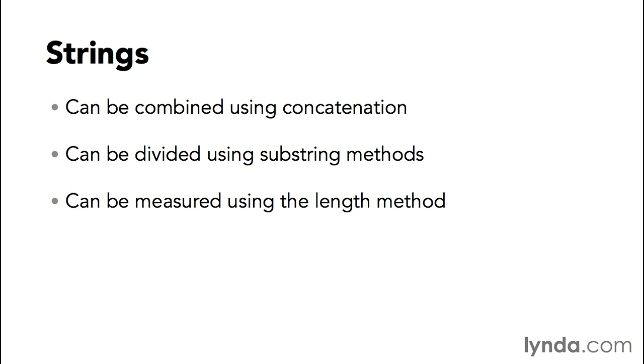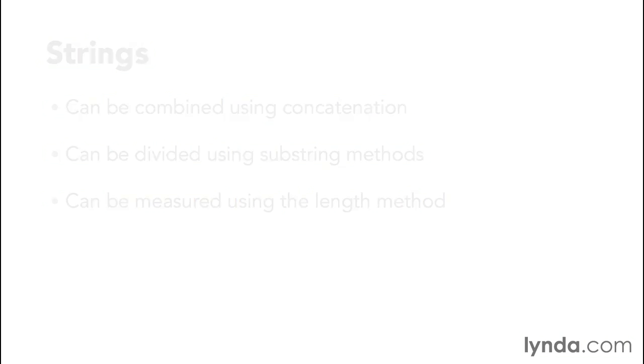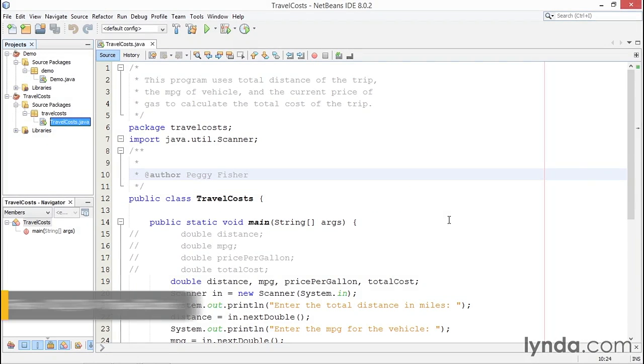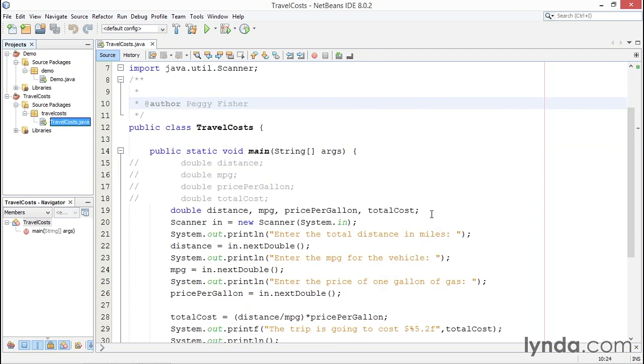Let's revisit our program to calculate the cost of a trip. This time, we will modify the program to ask the user to enter the values we need, but also to include the type of vehicle, such as convertible, sedan, coupe, Jeep, etc. We will then run the program to see our results.